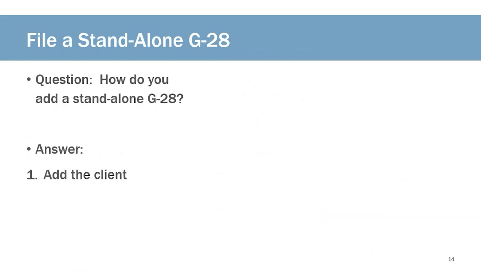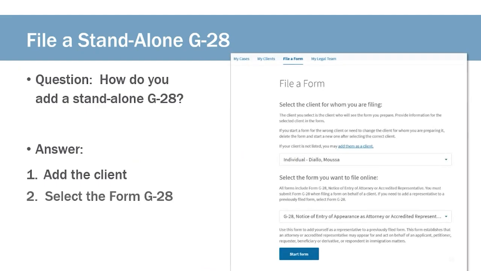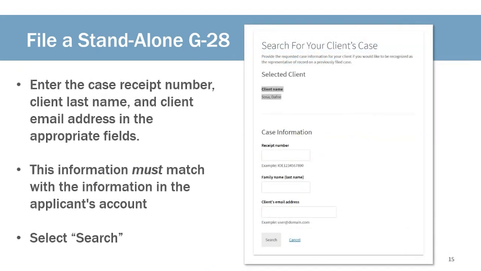Okay, so the legal representative has added the client. So what's next? The legal representative would then go to File a Form, select the client from the drop-down list, then select Form G28 from the next drop-down list that opens, and then select Start Form at the bottom. The next page will be a search for the client's case. Enter the receipt number, the client's name, and email address associated with the client's online account.